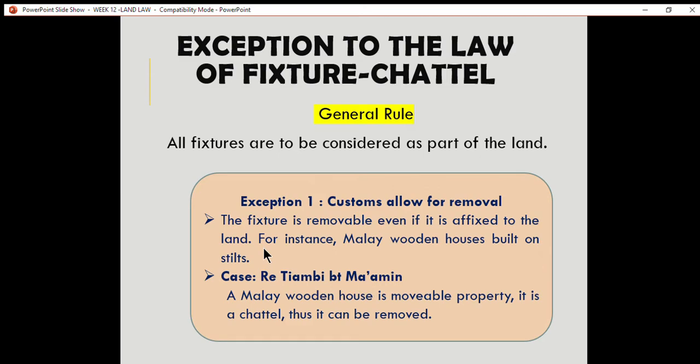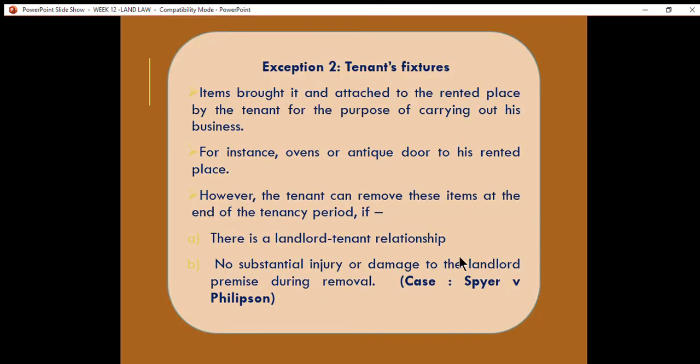If we remember, in those days we had Malay wooden houses that you could remove. The example of the case is Ritiambi binti Amin. A Malay wooden house is movable property and it is a chattel. Thus, it can be removed. So it rebuts the general rule of the law of fixture and chattel.